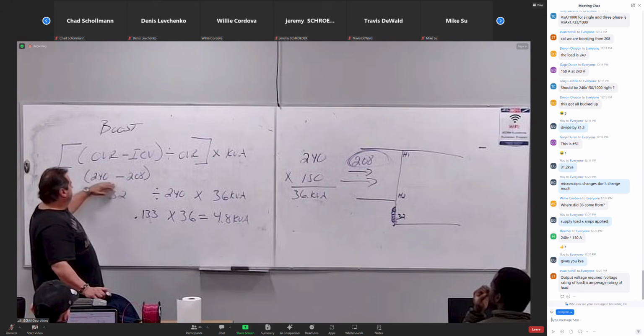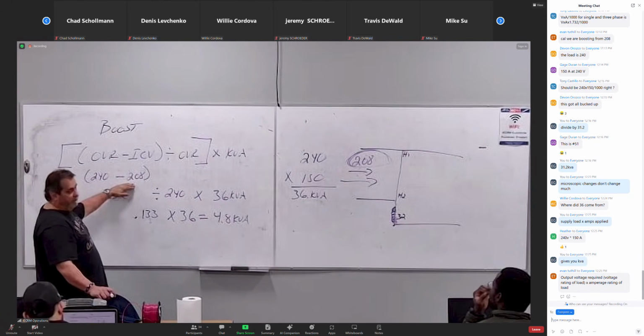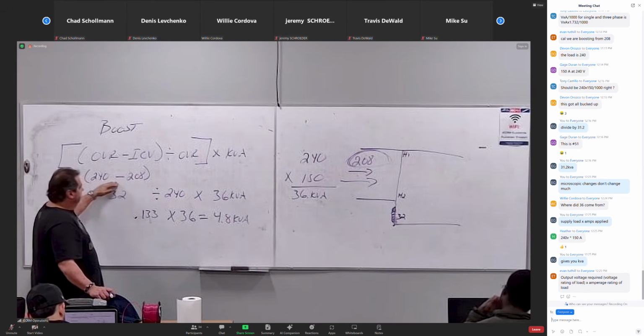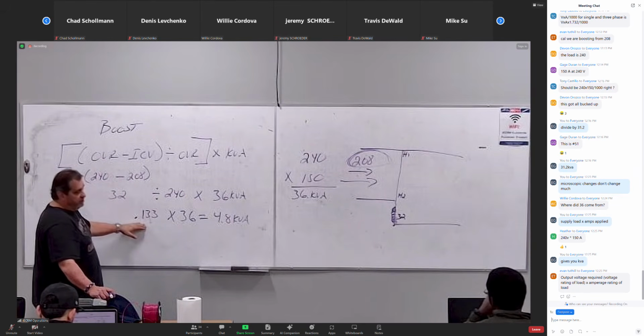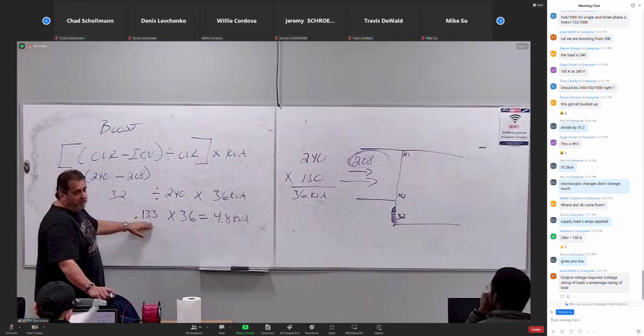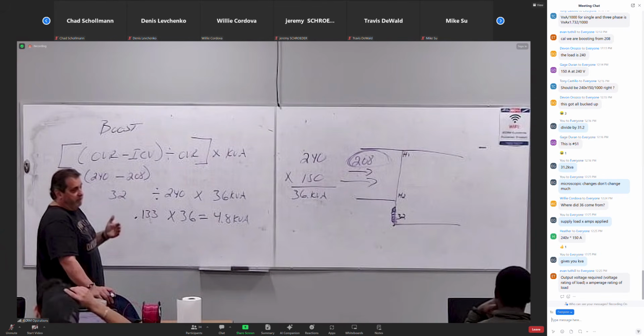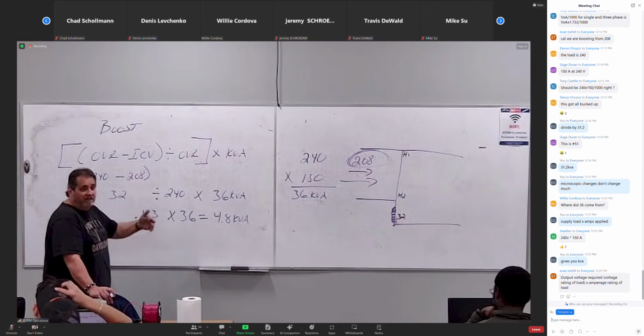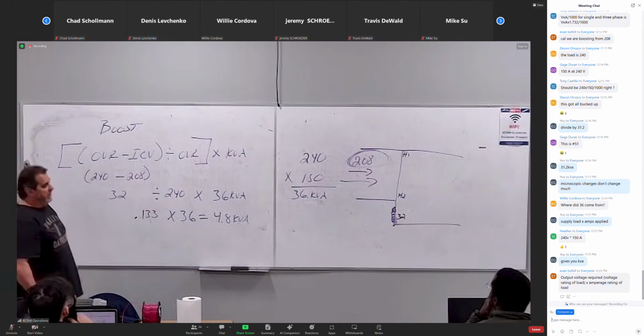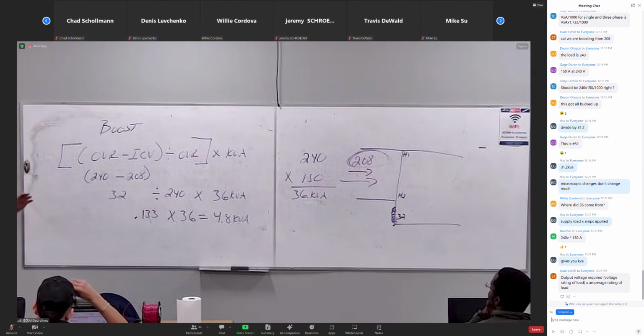It doesn't matter, 240 to 208, or I mean, excuse me, 208 to 240, that percentage stays the same. This transformer has to buck or boost 0.133 of that voltage. So if I am bucking or boosting 0.133 of the voltage, then I have to come up with 0.133 of the KVA. So it allows us to size a smaller transformer to get the same result.